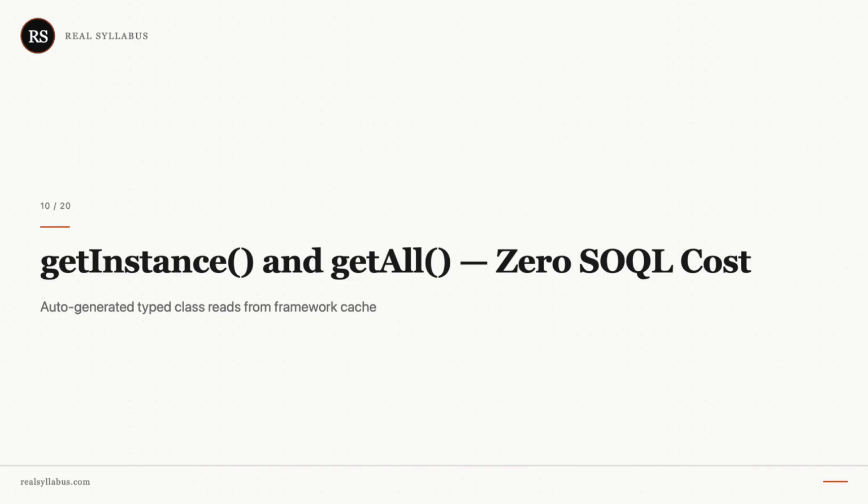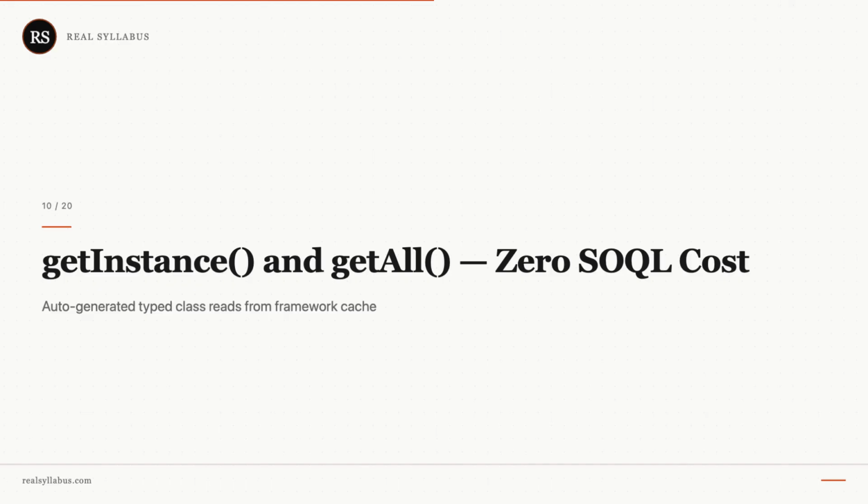Salesforce auto-generates a typed Apex class for every custom metadata type you create, named after the type's API name. For discount__mdt, that class is discount__mdt. It exposes two static methods. getInstance takes a developer name string and returns that single record, or null if the record doesn't exist, so always null check in production code. getAll returns a map from developer name to record, giving you every record of that type. Neither method consumes SOQL query rows. They read from the framework's metadata cache.